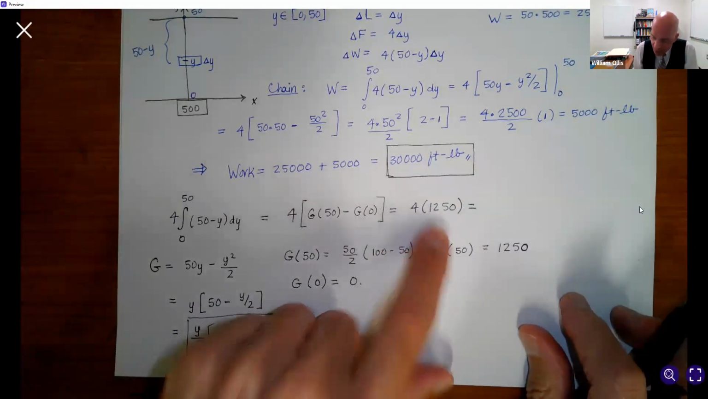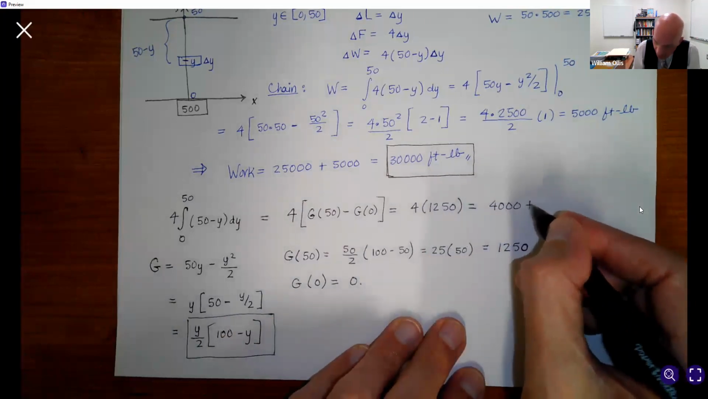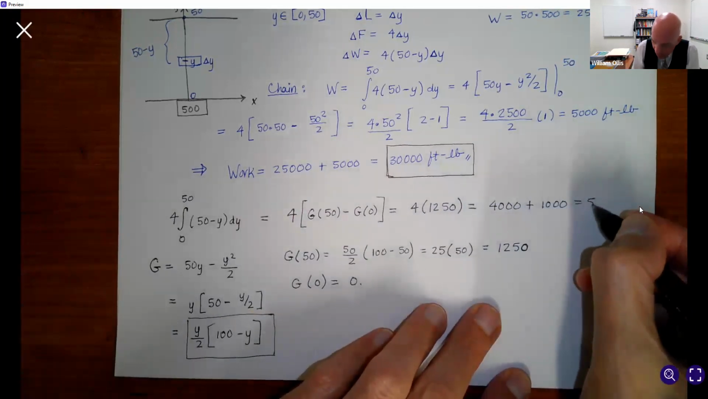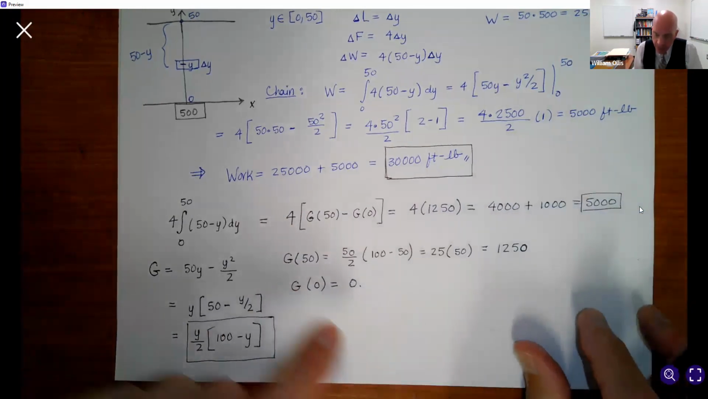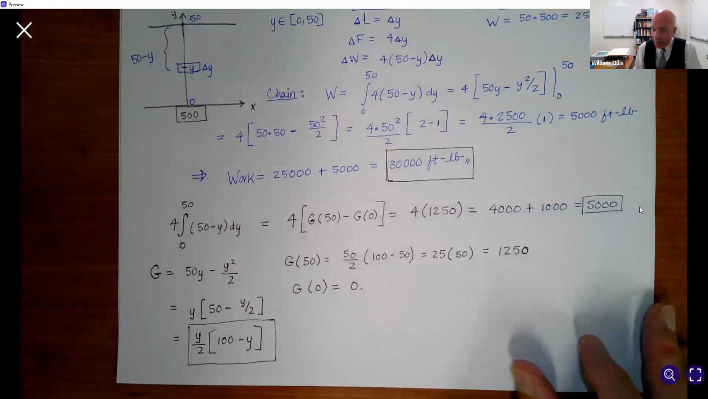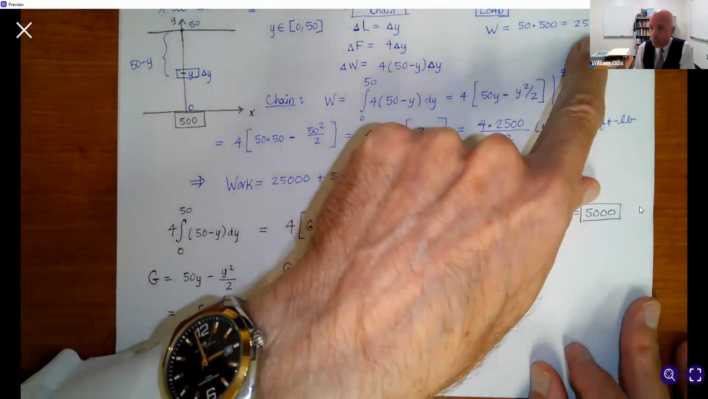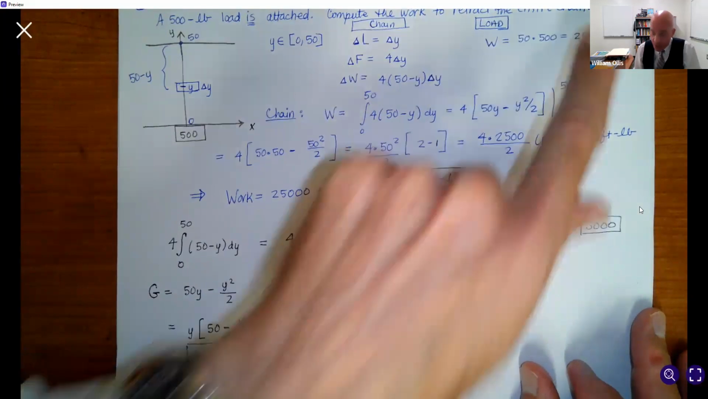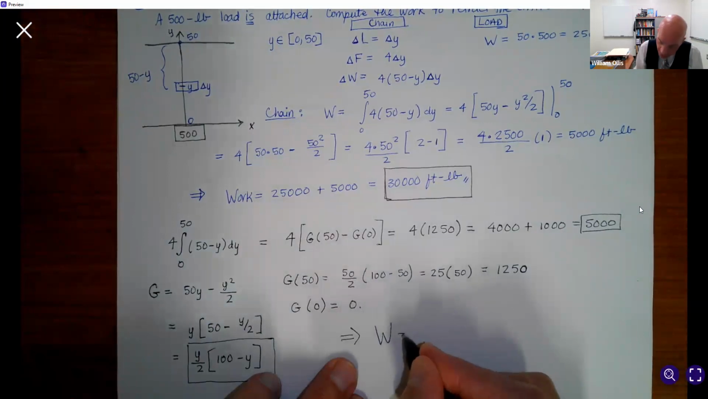Now, another thing that's easy to do, again, 4 times 1,000 is 4,000. And of course, 4 times 250 is 1,000. And that gives us 5,000. So what we see is the variable part, that is retracting the actual chain, requires a work of 5,000 foot-pounds. And then, of course, just pulling up the load with a constant force requires 25,000 foot-pounds. So this implies that the work will just be the sum of the two.